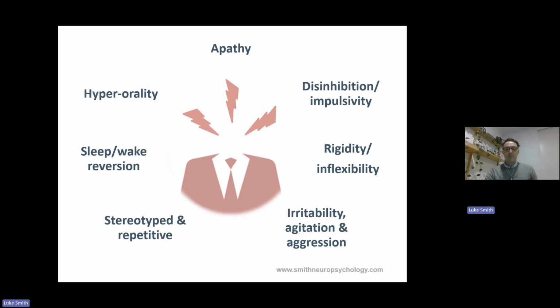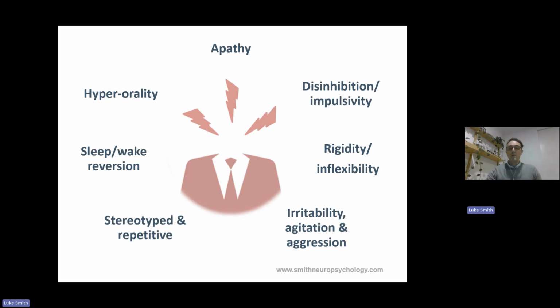The next one I want to touch on is irritability, agitation, and aggression. But I want to make it really clear that not everybody, in fact, most people with some form of dementia don't become aggressive. It's a bit of a myth, unfortunately, and an unfair stereotype that people with dementia will eventually become aggressive. It's simply not true. But unfortunately for some people they might because of the changes happening in their brain.